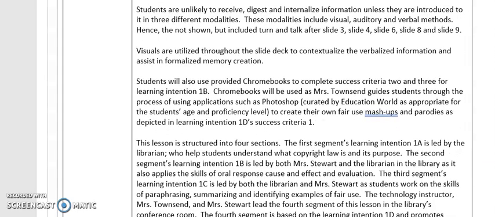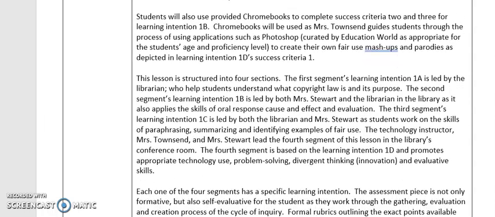Students are unlikely to receive, digest, and internalize information unless they are introduced to it in 3 different modalities. These modalities include visual, auditory, and verbal methods. Hence, the not shown but included turn and talk after slide 3, slide 4, slide 6, slide 8, and slide 9. Visuals are utilized throughout the slide deck to contextualize the verbalized information and assist in formalized memory creation.